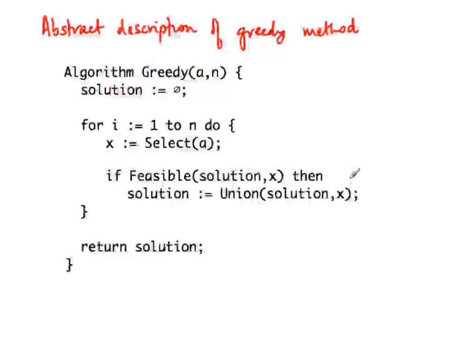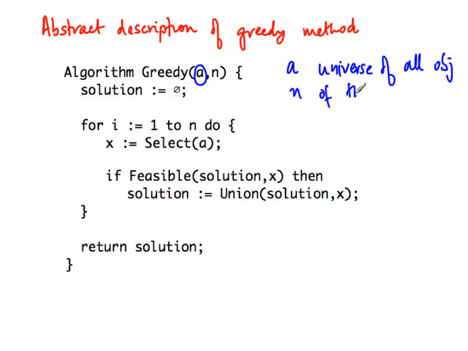So we can come up with this abstract description of what we have done in both these problems. So here is an abstract description of the greedy method. We want to identify a subset of a set of objects which we will call A. So A is the universe of all objects, and there are n of them. So that describes these two parameters, A and n.